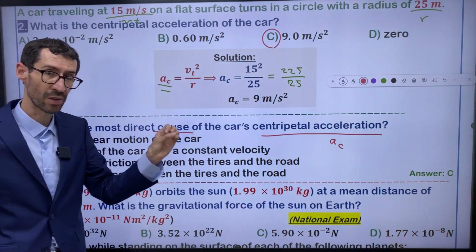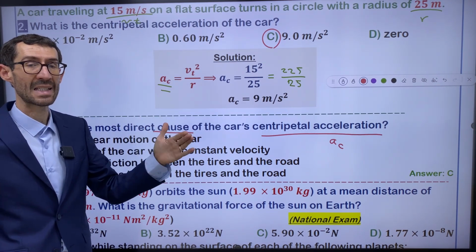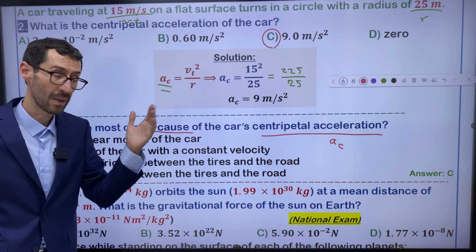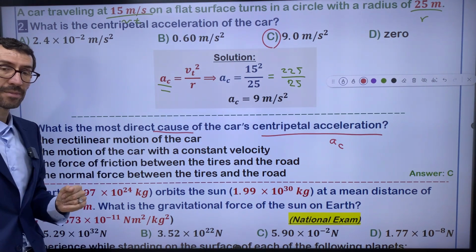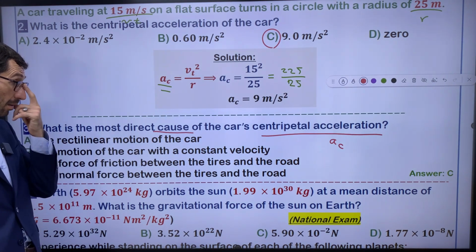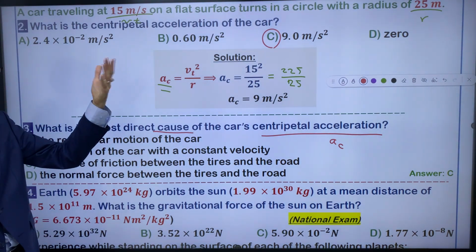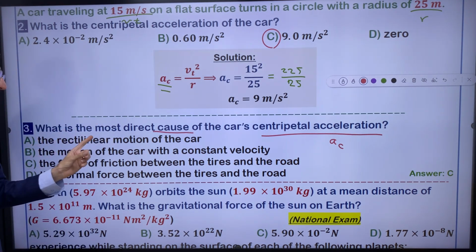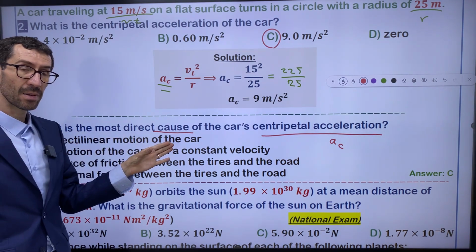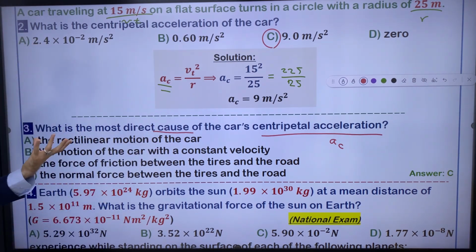So any factor that causes centripetal force causes centripetal acceleration as well. So let me read the question. A, the rectilinear motion of the car. And actually, the car moves in a circle, right? It moves in a circle with constant speed. It says the rectilinear motion of the car, so it can't be the source of centripetal acceleration.